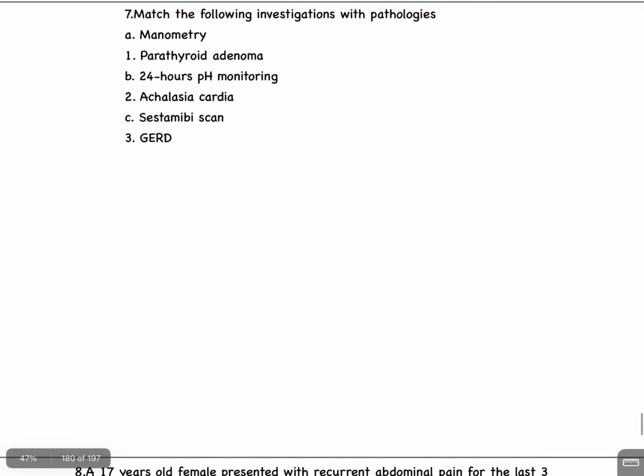Question number 7. Match the following investigations with pathologies. A. Manometry. इसमें मैच करना था. इसमें आएगा A के बाद A का सेकेंड एक्लेसिया कार्डिया. B का आएगा 3 GERD एंड C का आएगा 1 सेस्टमेवी स्कैन. इस तरीके से मैच ऑफ द फॉलोइंग होगा.